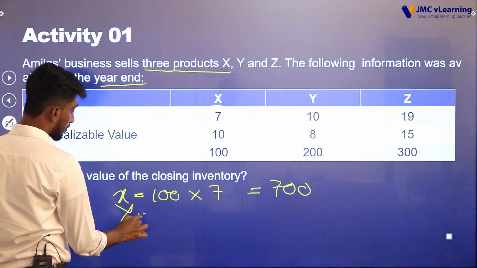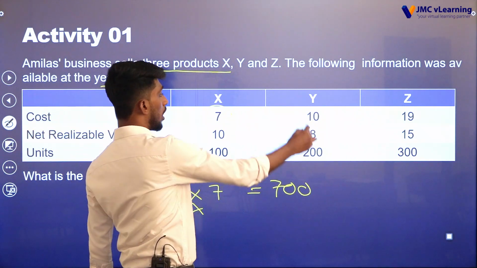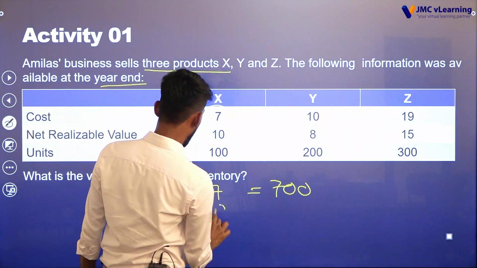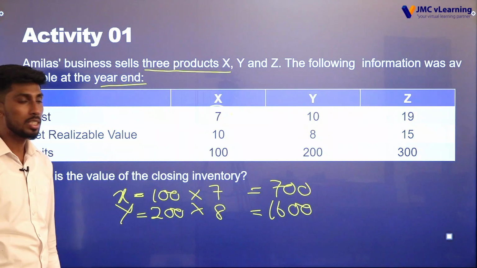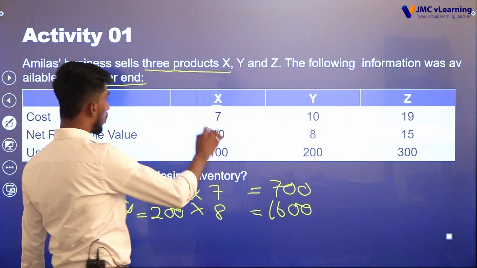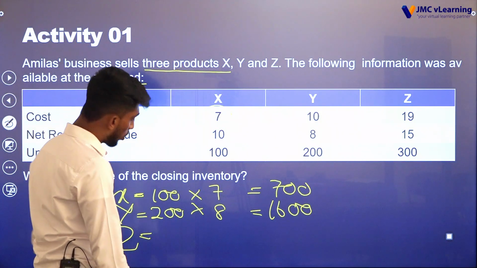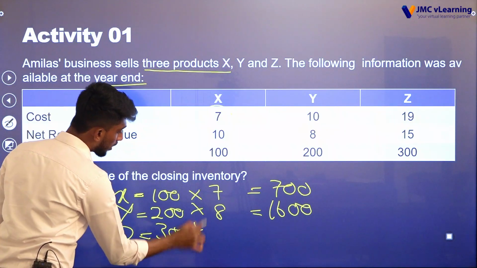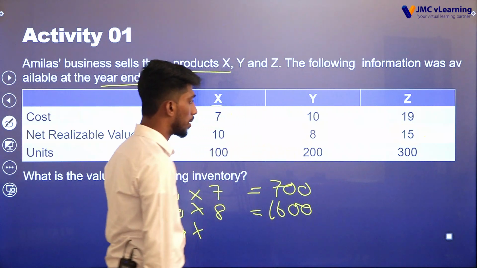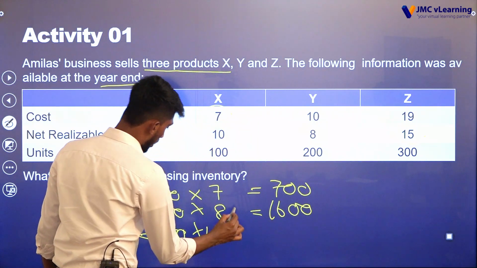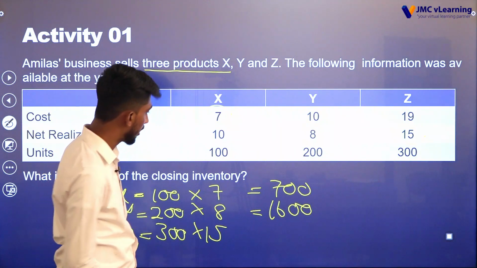And Y, number of units 200, 200 into, here the lower amount is the net realizable value, therefore, we need to take that. So, it is 1600. We are always taking the lower value. And for Z, units 300, and the lower value is the net realizable value, it's 15. So, 300 into 15, it is 4500.